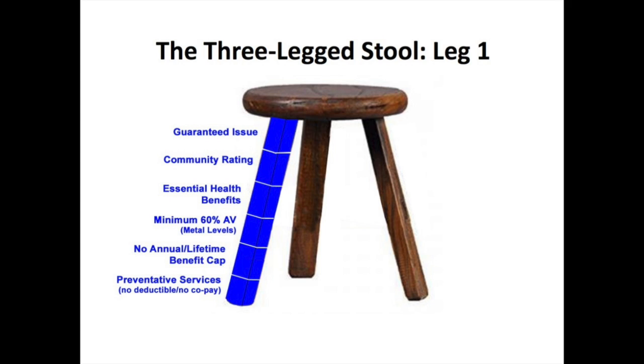That's exactly what happened in both Washington and New York. They both tried invoking guaranteed issue laws, and New York also added community rating, but that was it. Both states added one leg of the stool, but nothing else, and the results were a disaster. Premiums skyrocketed, and enrollment plummeted.